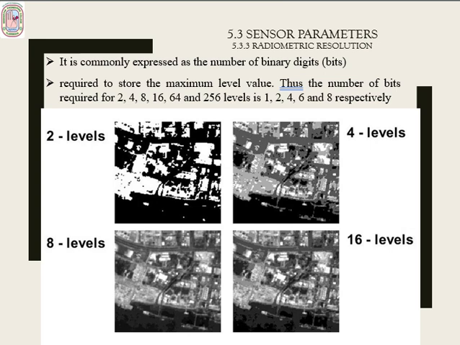Similarly, if I increase to 8 bits, that means 2 power 8, I have 256 different shades of gray levels. Obviously it is of higher quality when compared to the previous 2 level or 4 level images. If I use 16 bits, that means 2 power 16, which is 65,536 gray levels, which surely provides more data when compared to the previous levels.